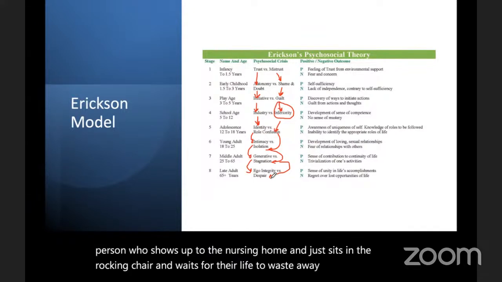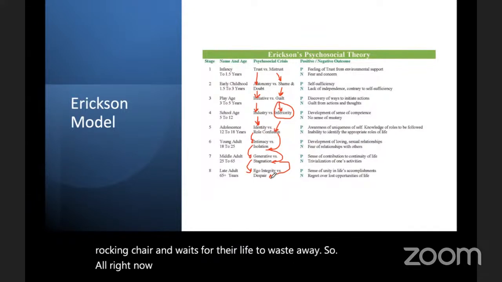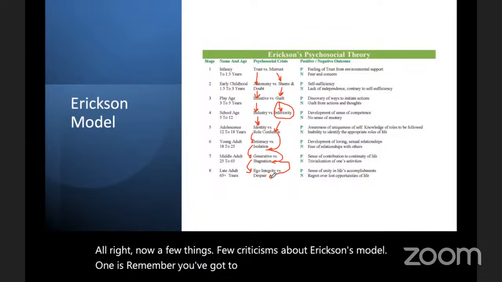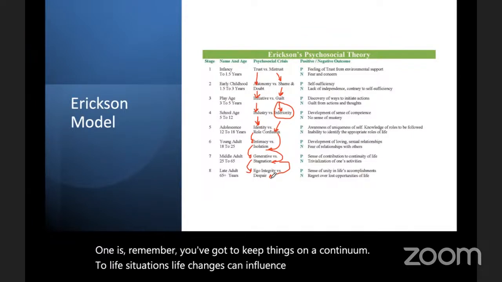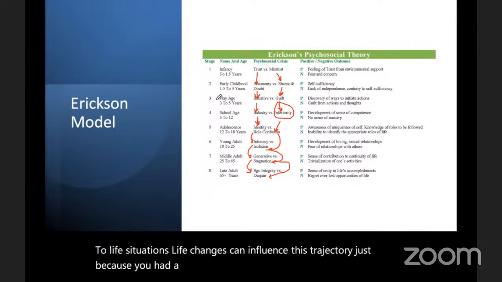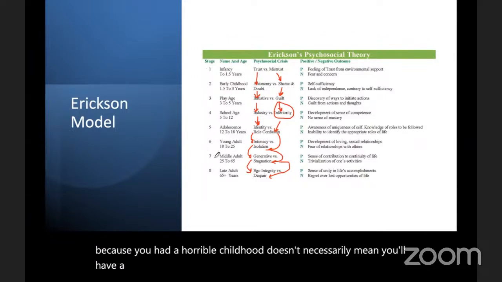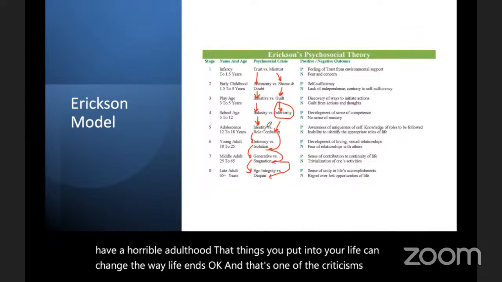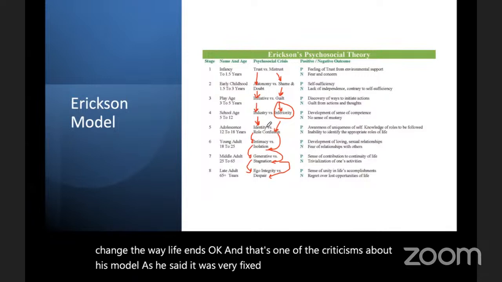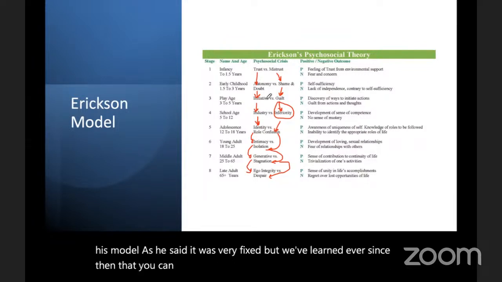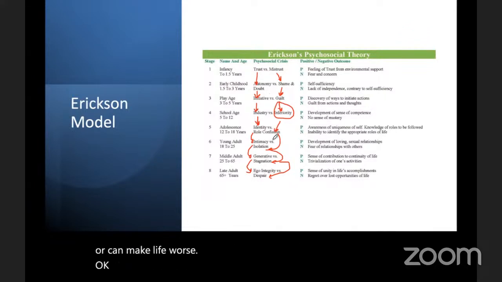So, all right. Now, a few criticisms about Erikson's model. One is, remember, you've got to keep things on a continuum. Two, life situations and life changes can influence this trajectory. Just because you had a horrible childhood doesn't necessarily mean you'll have a horrible adulthood. Things you put into your life can change the way life ends. And that's one of the criticisms about his model: he said it was very fixed, but we've learned ever since then that you can put things into life that can either make life better or make life worse, and that these aren't necessarily set.